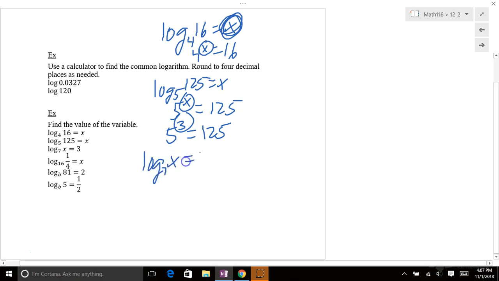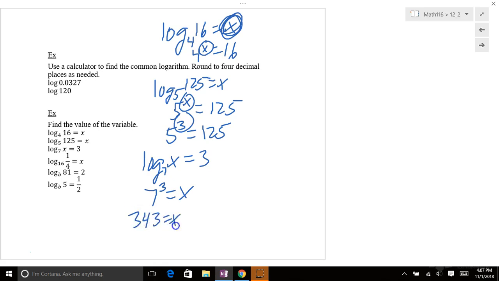Next one, now you notice the x is in a different position. Log base 7 of x equals 3. Put it in exponential form. 7 to the third equals x. 7 times 7 times 7. 343 is what your x is.